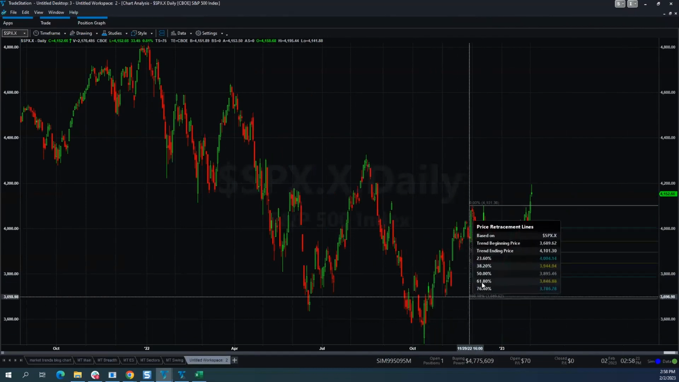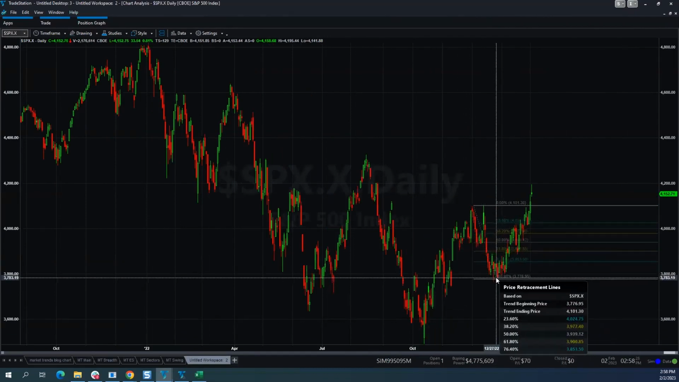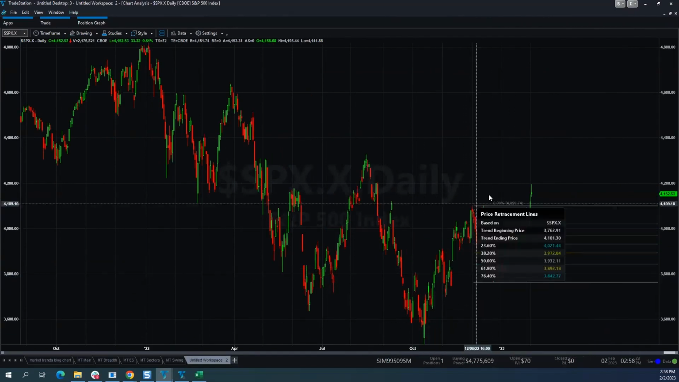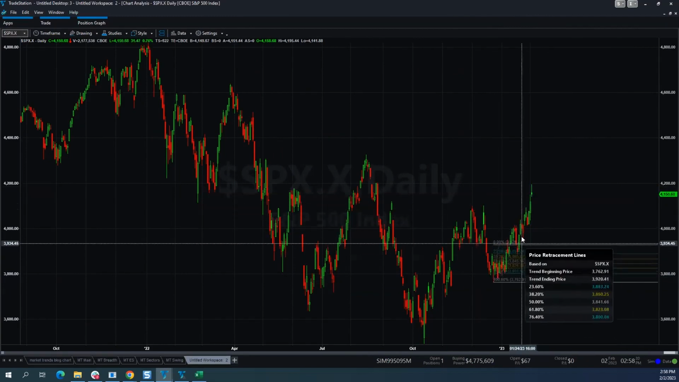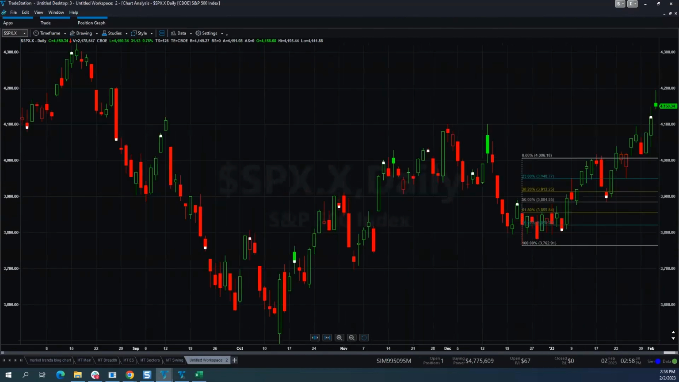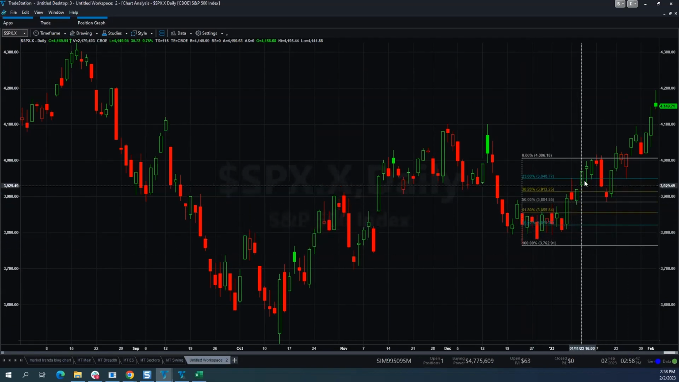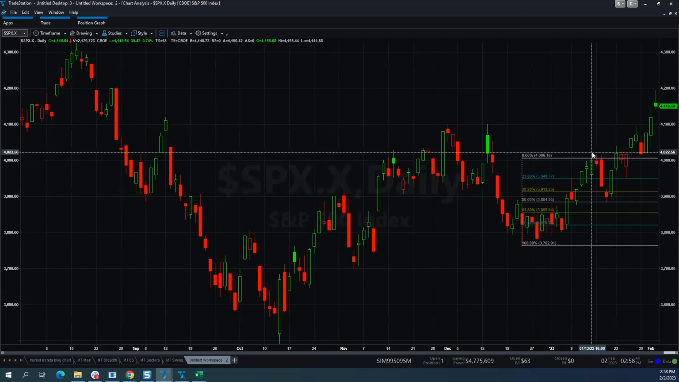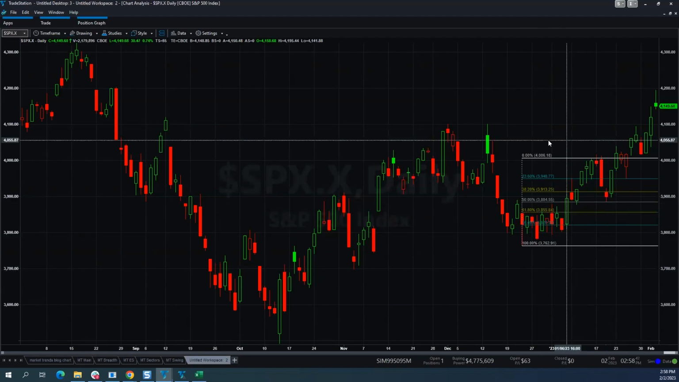Now, let's go from this low, right around there, to this high at this point. If we zoom in, you can see what I'm talking about. 50%. All right, so look, we rallied, pulled back 50%. This low, 3,800, is 50%. Then we rallied in January, first half of January, pulled back, held 50%.